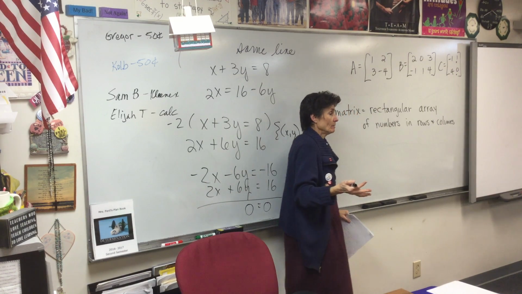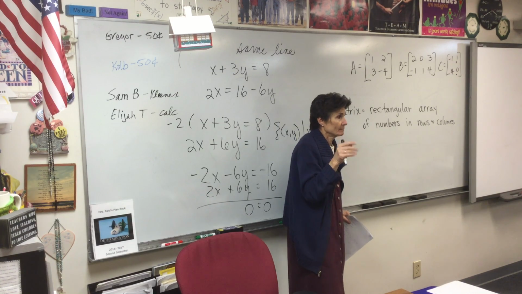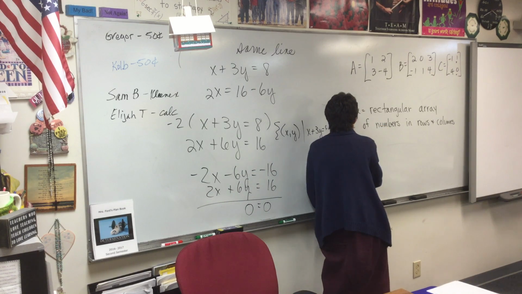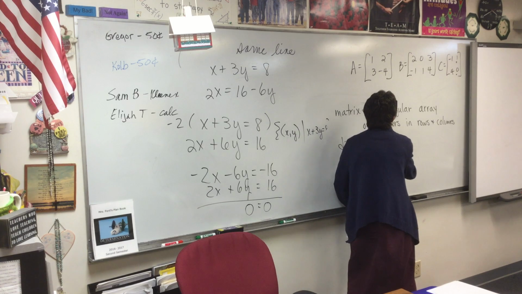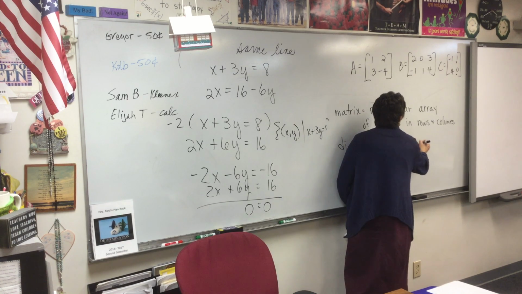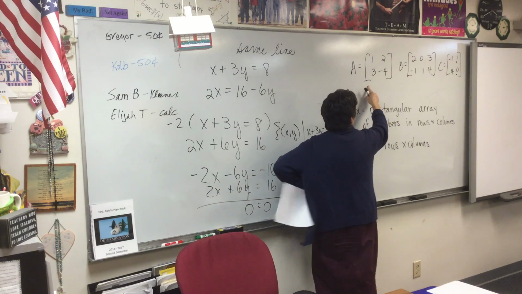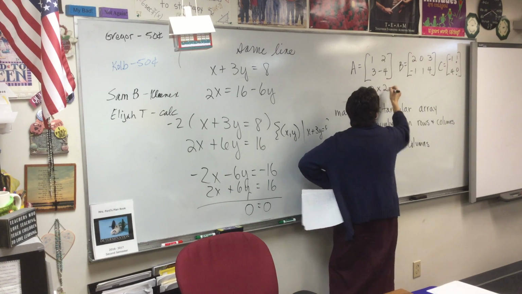Since it's a rectangle, it has sort of a length and a width. That's called the dimensions of the matrix. The dimensions of the matrix are the number of rows by the number of columns. So in other words, this matrix, A, would be called a 2 by 2.